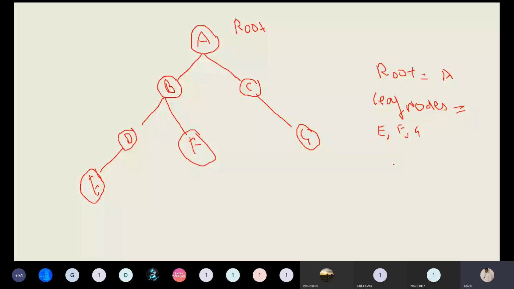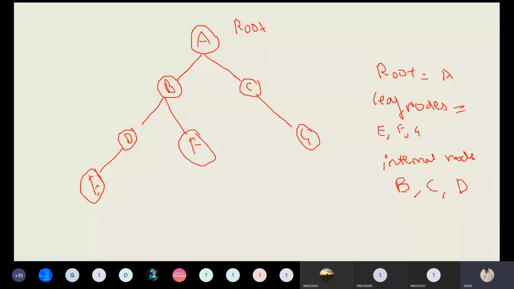Definitely true. Thank you. And what are the internal nodes we can say? Internal nodes we can say B, C, definitely, and D. D is also an internal node, because at least one node must be connected to it. So D is connected by one node, E. So we can say D is also an internal node. So we have B, C, and D. Okay.